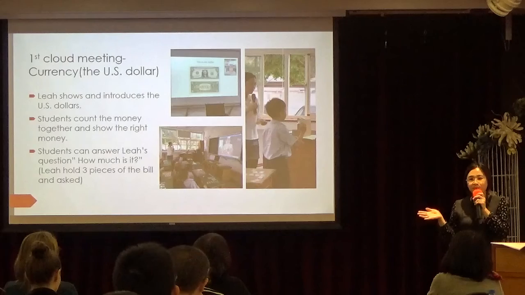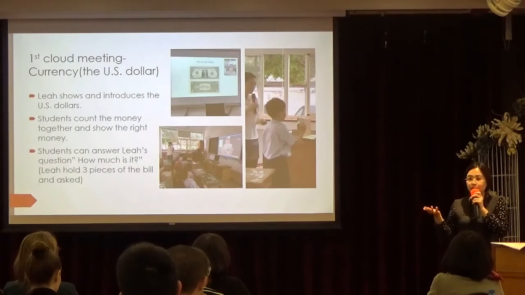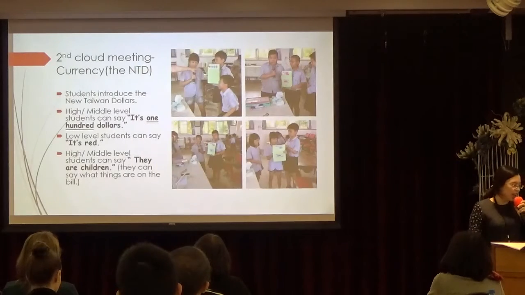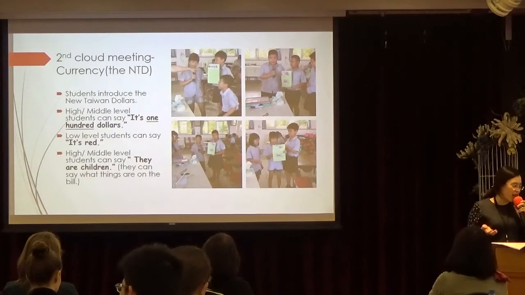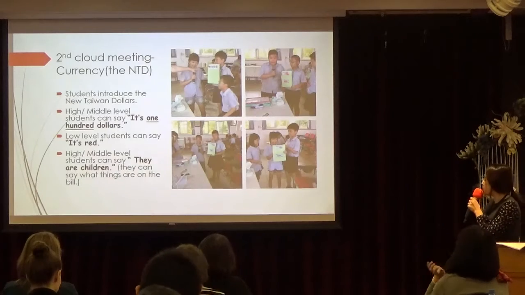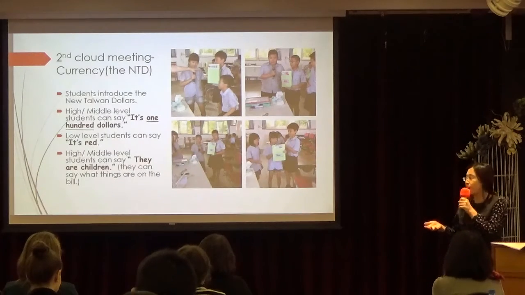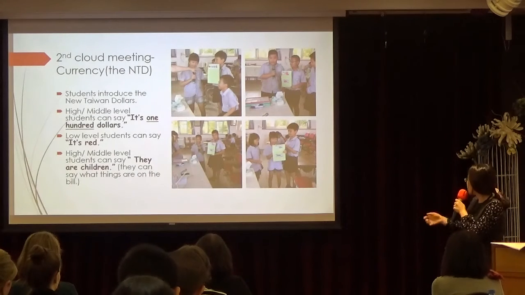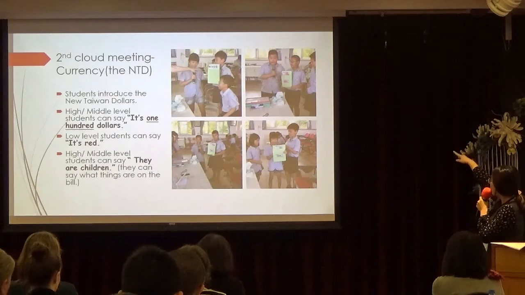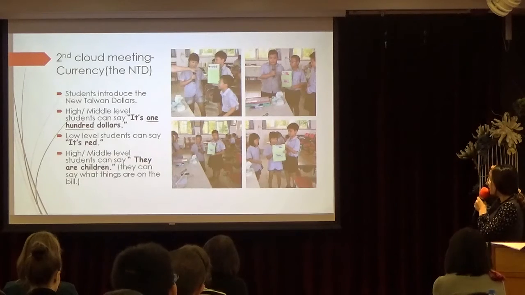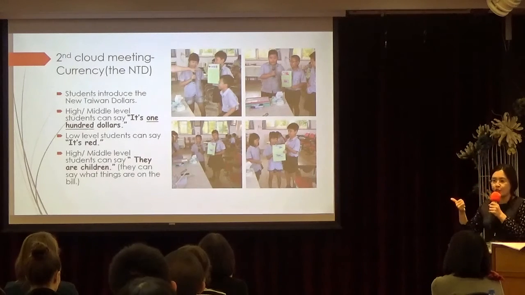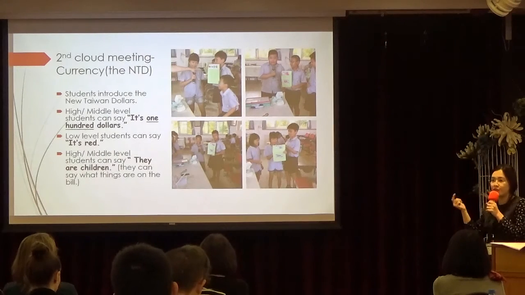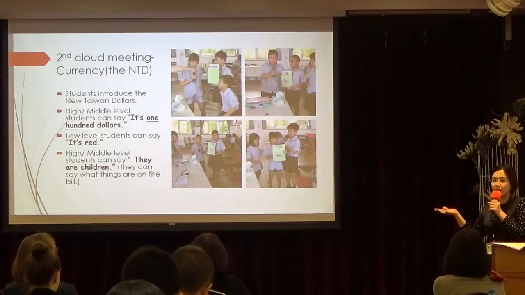I don't know why, because they have already known the number, easy number. In the second club meeting, I arranged my students into groups. They have to introduce New Taiwan dollars, and you will see these four photos. There are high-level students and also low-level students, so they arrange what sentences they will talk about.